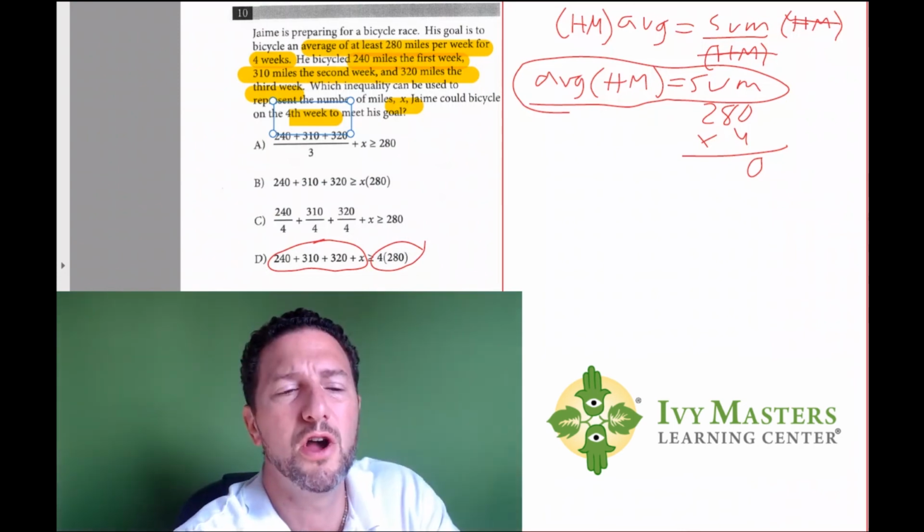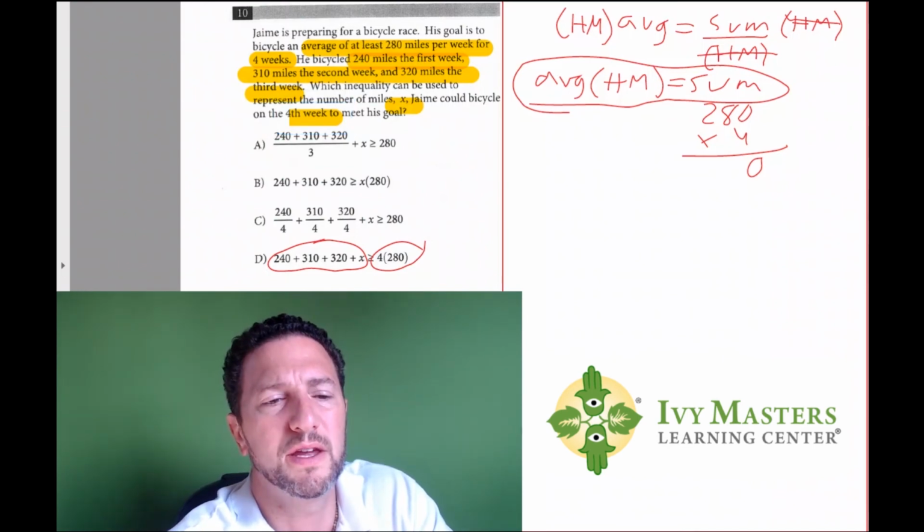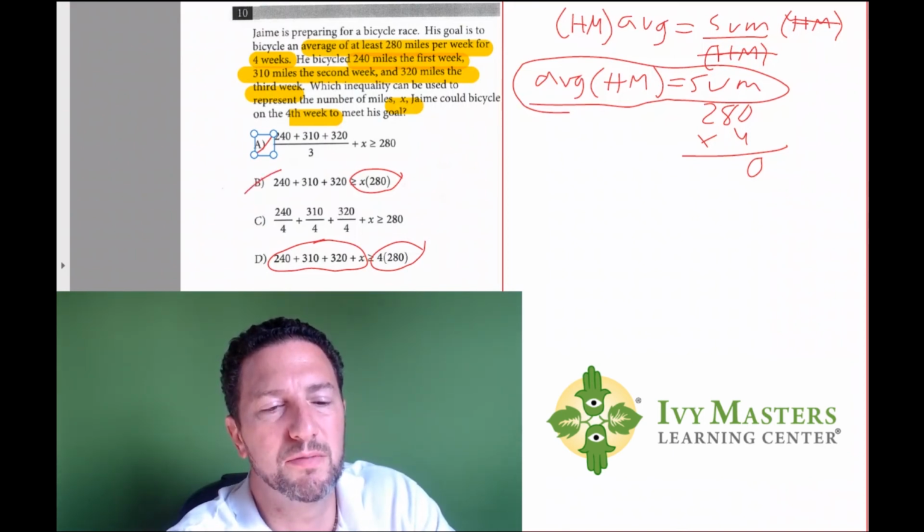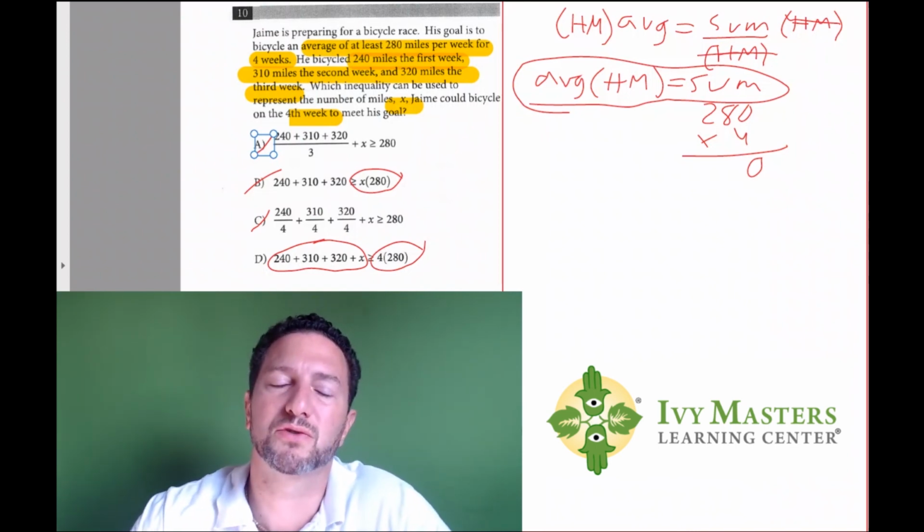One thing before we go, why are the wrong answers wrong? Well, in answer choice A, you're just getting the average of 3 and not 4. It's all 4 weeks here that are involved. In answer choice B, you're multiplying the average, which is 280, by the unknown number of miles for that week. That doesn't make sense. That's going to give you a huge number. In answer choice C, you're dividing each of them individually by 4, but the X is not divided by 4. Otherwise, that would be a correct answer. So that's why the wrong answers are wrong.